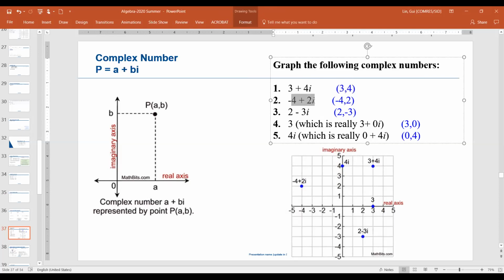See, -4 plus i here actually equals -4 and 2. They have the real axis and the imaginary axis. So this is the real part and this is the imaginary part. So -4 plus 2i is here, and 3 plus 0i is right here. And 0 plus 4i is 0, 4 here.